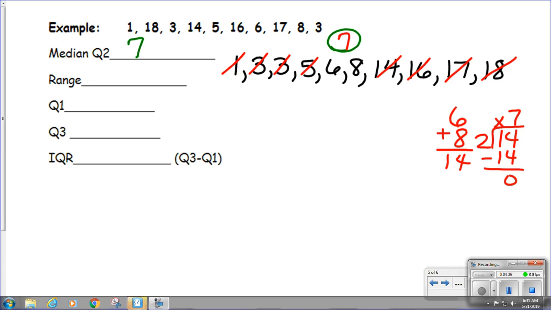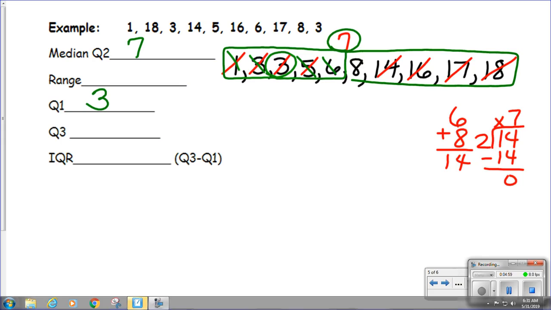I'm going to place a box around everything to the left of that. Those are the numbers I'm going to use for my Q1. So I'm going to start to find that. I end up with 3. I'll come back to range in a minute. Now I'm going to go to the Q3 and I'm going to place a box around all of those numbers and start to find the median of those. And I get 16.